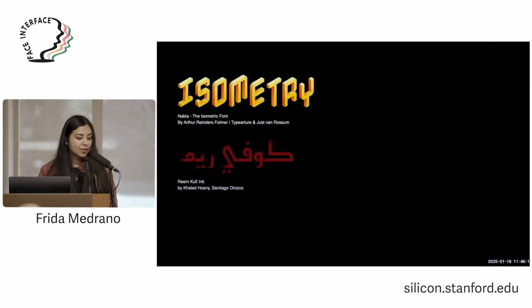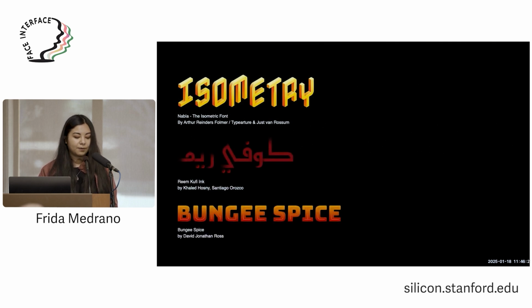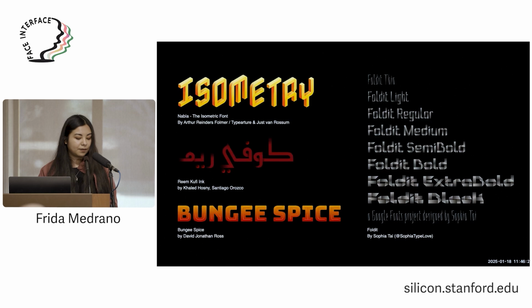And to this day, some designers have already been exploring and creating color fonts. Here are some examples that I really like. The first one is Nabla, the isometric font by Arthur Reinders Folmer and Jos van Rossum. It was one of the first, and with this design, it really challenged the technology. Rem Kufi Ink by Khaled Hosny and Santiago Orozco. I think that's a stunning digital representation of ink effects in calligraphy.